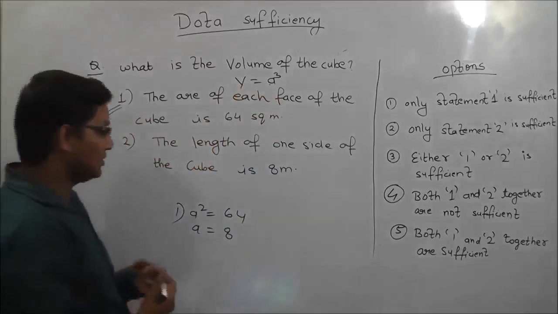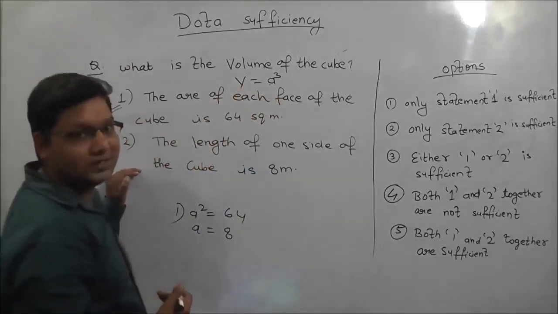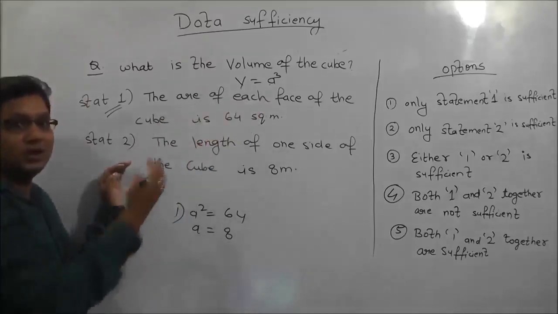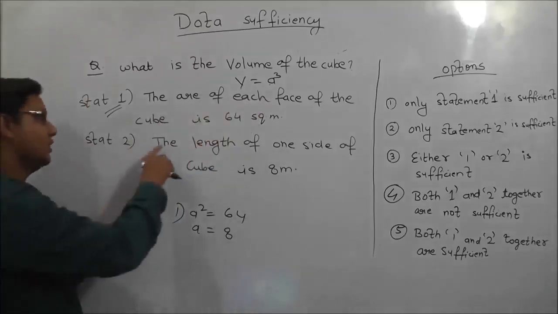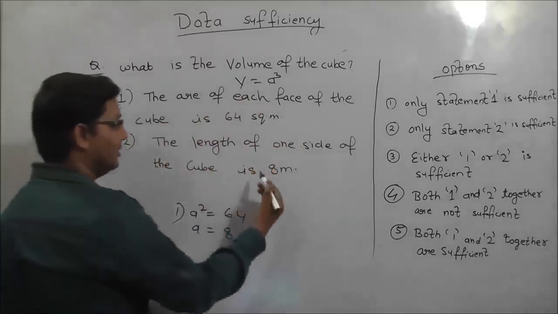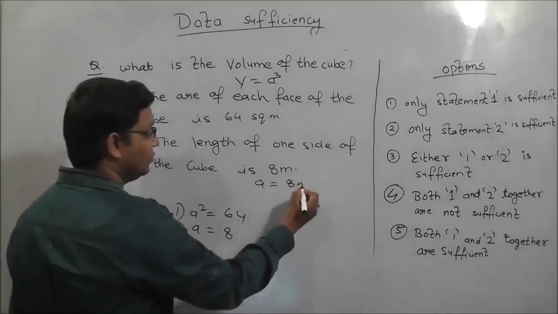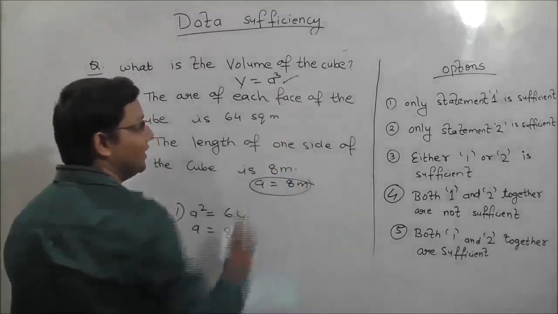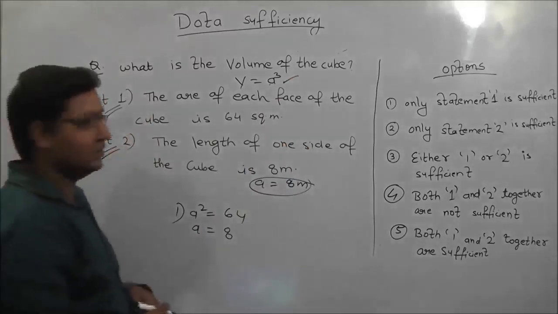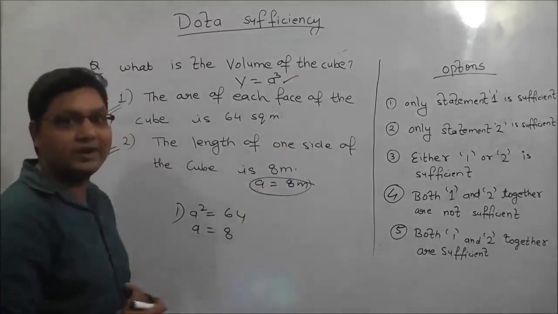So now just go to the second statement also, because we cannot mark the first option as correct without checking the second statement. Okay. So the length of one side of the cube is 8 meters. So directly it is saying a equals 8 meters. So this also can give the answer. So statement 2 also alone can give the answer.